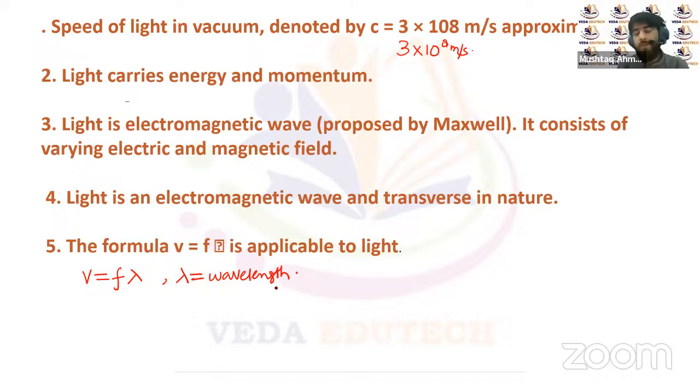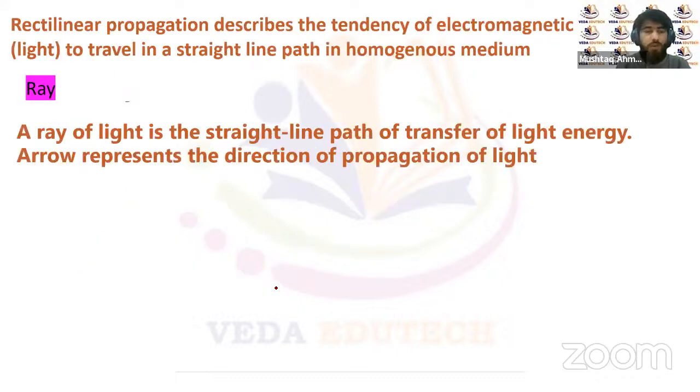Similarly, we have the transverse nature of light, and the speed or velocity of light in any medium is given by the frequency times the wavelength, where lambda is the wavelength of light in that particular medium. Now, these were the properties of light.